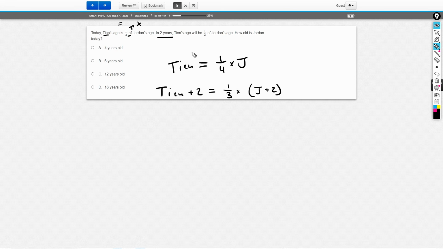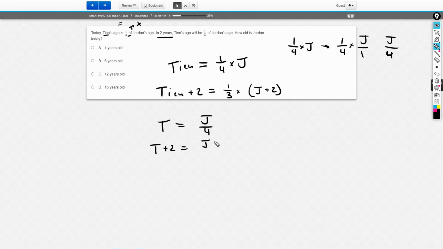Let me quickly simplify this. This is t is equal to j over 4. Remember that 1/4 times j is the same thing as saying 1 over 4 times j over 1. So 1 times j is j and 4 times 1 is 4. Okay? Now here I have t plus 2 is equal to j plus 2 over 3. All right, perfect. Now we want to find how old Jordan is.